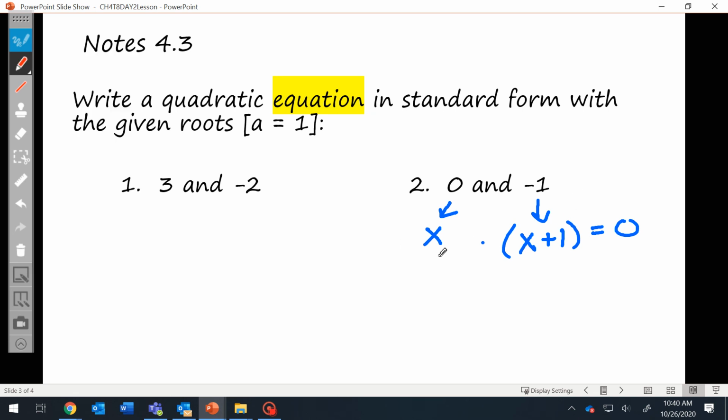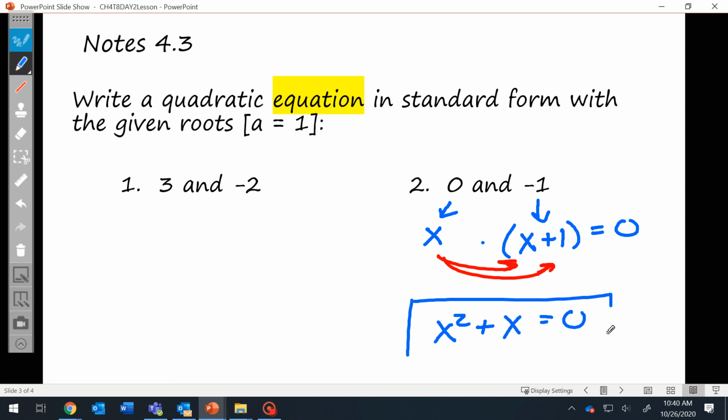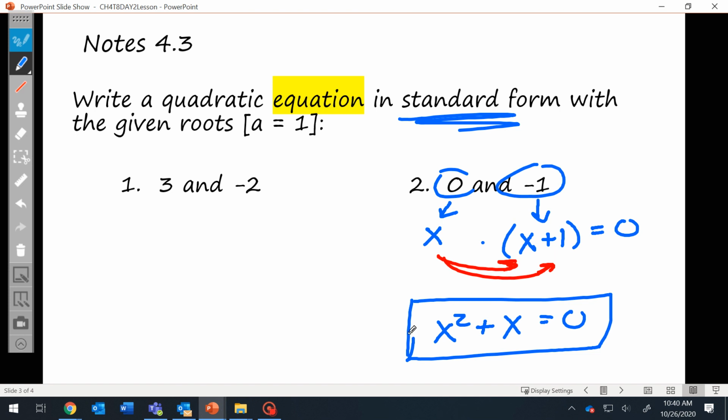This is in factored form. I want it in standard form, so I need to distribute. X times x is x squared. X times 1 is x equals 0. And this is my equation in standard form that has the solutions 0 and negative 1.